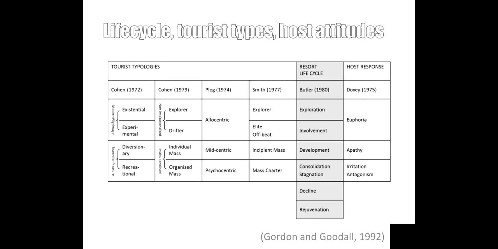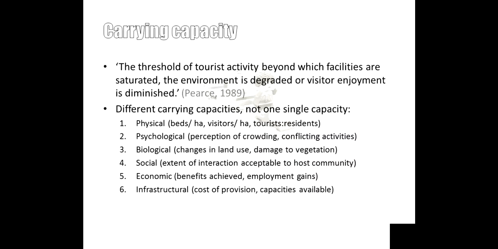Ian Gordon and Brian Goodall helpfully align the leading tourist typologies with the tourist area life cycle. This suggests that different types of tourists are visible in different stages of the TALC, and alludes to down market drift as a possible reason for decline. They also make the link with deteriorating host responses to tourism over time, as hypothesized in Doxey's Irritation Index, or Irridex.